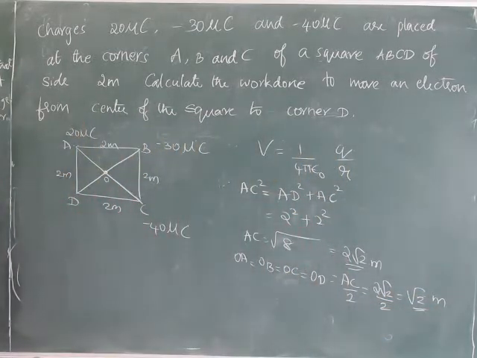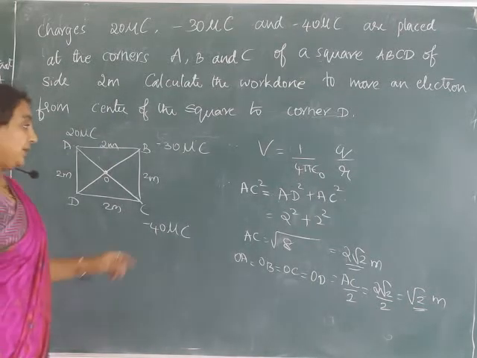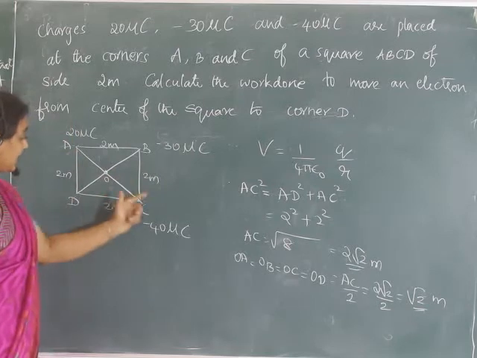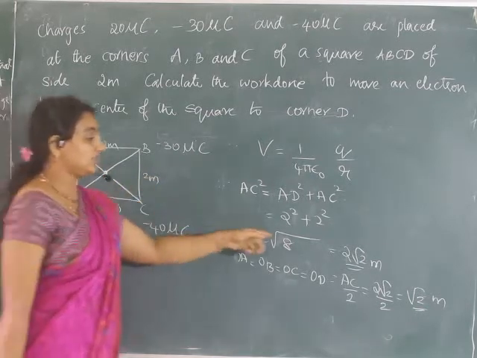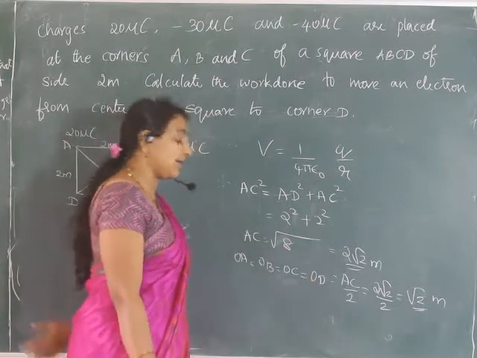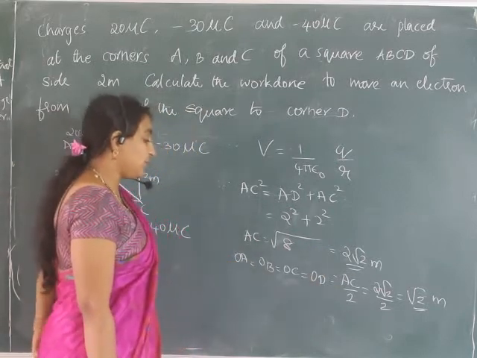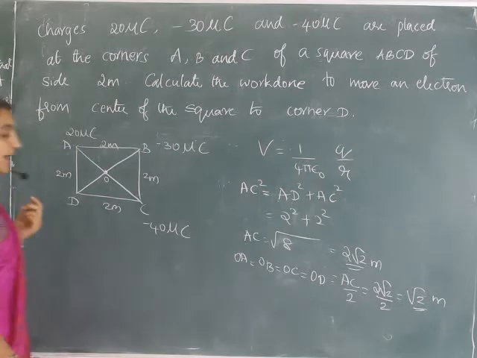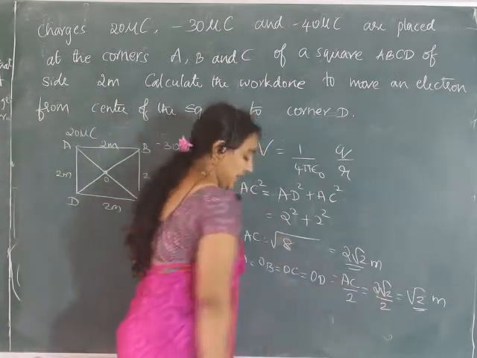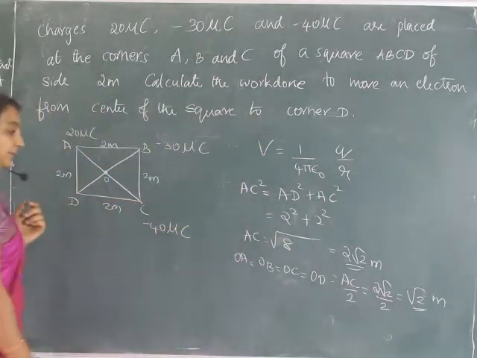Correct? By using the Pythagoras theorem we have solved it. We know this is a right angle triangle. Square it and take the square root. AC is equal to this one. OA is equal to OB is equal to OC is equal to OD in case of a square. Therefore, that is equal to AC by 2. So, we get root 2 meter.